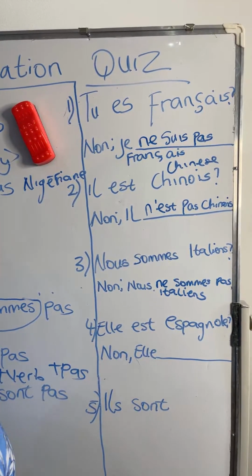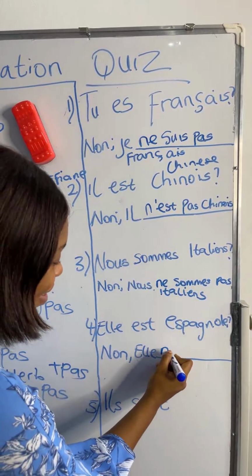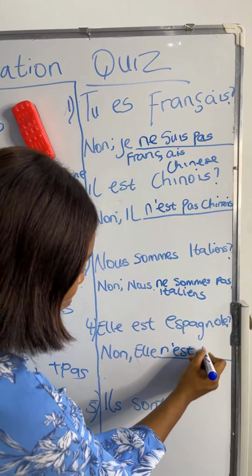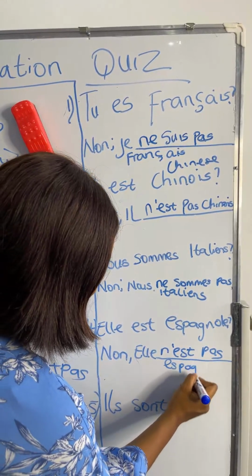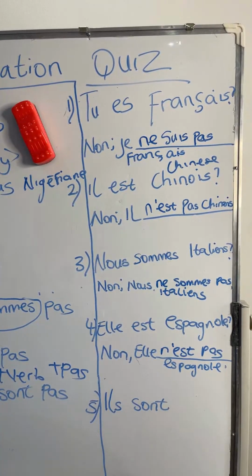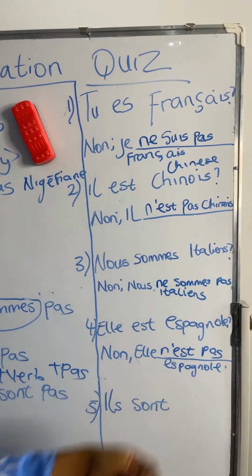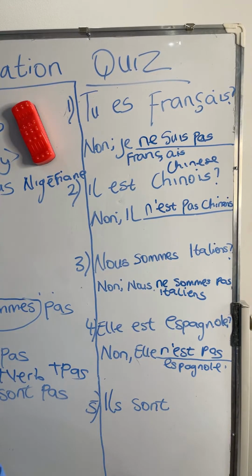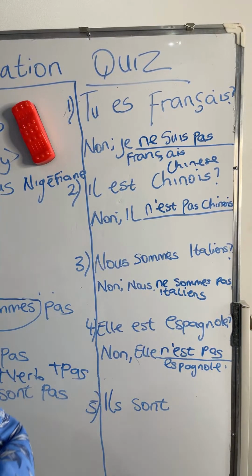So she's not Spanish. Okay, Yvonne already wrote the answer. Elle n'est pas espagnole, meaning she's not Spanish. Very good. So the last one now, who's going to fill the last one up? Ils sont, then I want you to put your own adjective. Ils sont what? You put the adjective and you're going to negate it. So who is doing that for us?